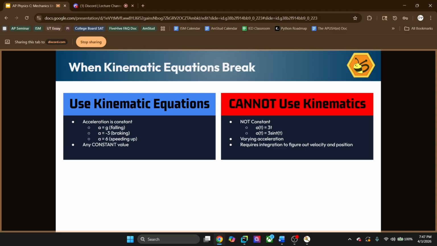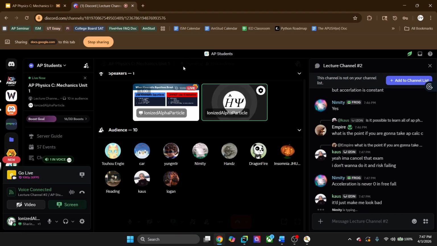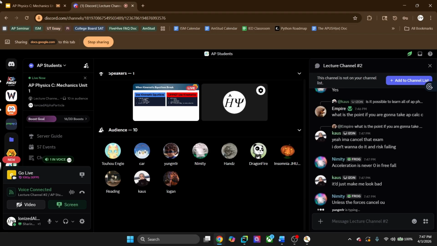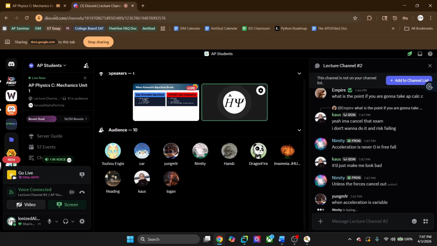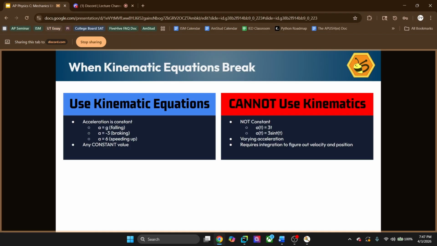So when do these kinematic equations break? When can we not use this? Acceleration is never 0. Exactly, yeah. We can never use kinematic equations when acceleration is not constant. So we have a of t equals 3t. It varies with time. A of t equals 3 sine t. That also varies with time. So we can't use kinematics when we're given essentially an equation for acceleration.